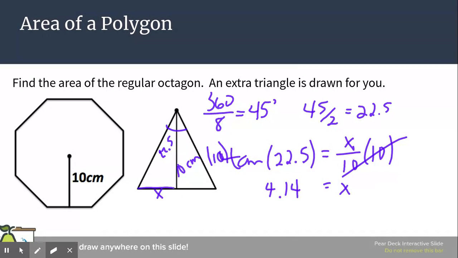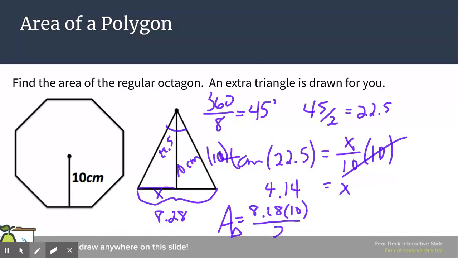Now be careful. That means my base all the way across of my triangle is really that doubled. It's really 8.28 centimeters across. Now I need to find the area of my triangle. The area of my triangle is base times height divided by 2. So the area of my triangle, little triangle there, is base 8.28 times 10 divided by 2. Let's go to the calculator. 8.28 times 10 divided by 2 is 41.4 centimeters squared.